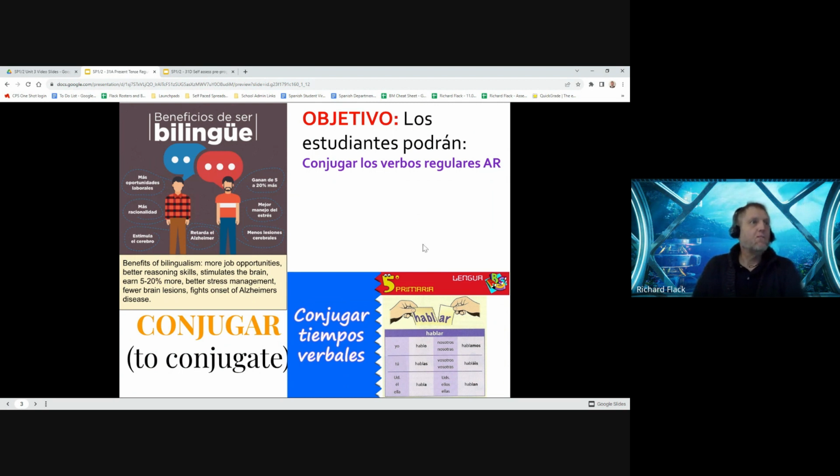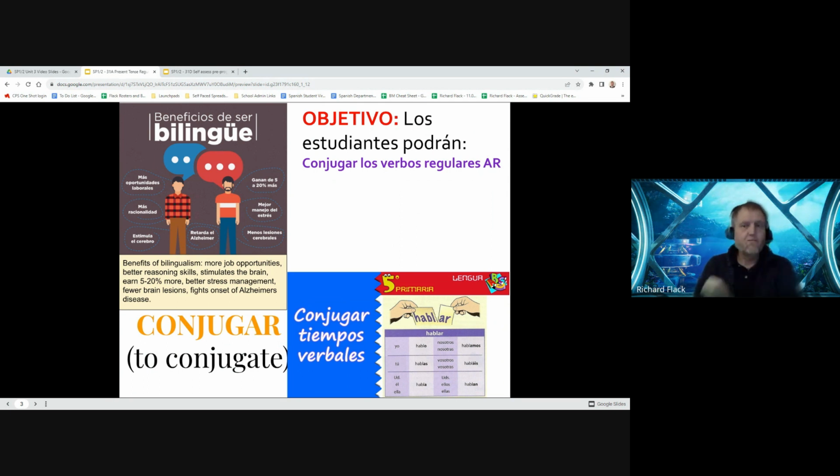Ok, el objetivo de hoy, los estudiantes podrán conjugar los verbos regulares AR. So you're going to learn to conjugate regular AR verbs. El verbo de hoy es conjugar, to conjugate. You're going to find out what that means.